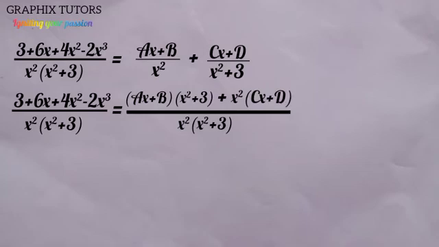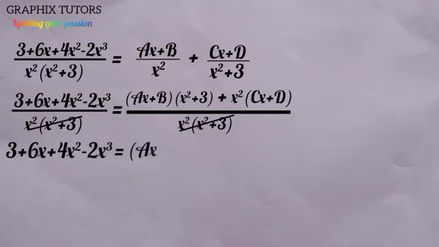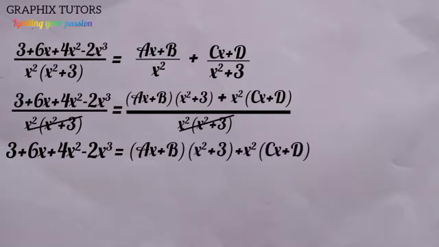Now, if you look at the two sides of the equation, the left and the right hand side, you realize that the denominators are the same. So they will equate each other. So when they do that, we are going to be having 3 plus 6x plus 4x squared minus 2x cubed equals ax plus b multiplied by x squared plus 3 plus x squared into bracket cx plus d. So I will term that my equation 1.